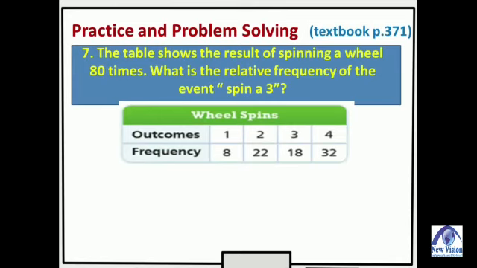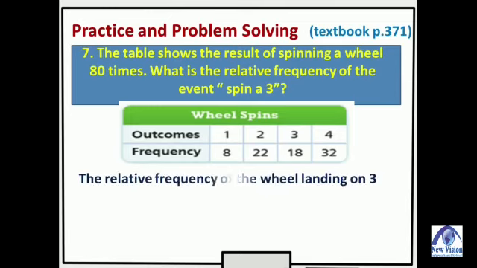Now let's do practice and problem solving in your textbook page 371. Number 7. The table shows the result of spinning a wheel 80 times. What is the relative frequency of the event spin A3? Take note that the outcomes are 1, 2, 3, and 4, and the frequencies are 8, 22, 18, and 32.